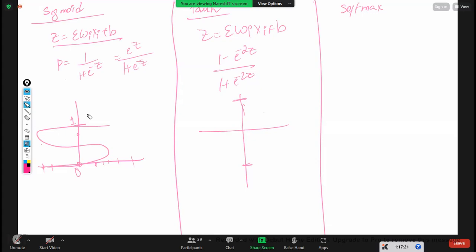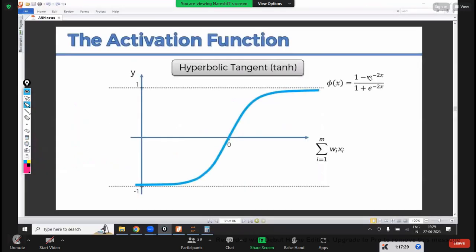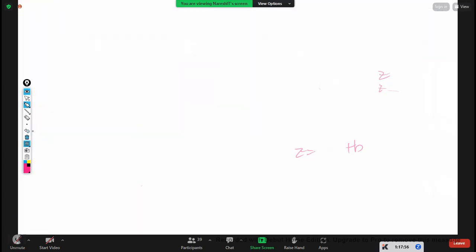If you substitute different z values, you'll get negative values also. Some of the values will be negative. So this is called the tan h function. In the tan h function, you have 1 minus e to the power of minus 2z divided by 1 plus e to the power of minus 2z, where z is this one. Is that clear, guys? And you are going to have values between minus 1 to plus 1. Okay. Now, coming to the last one, that is softmax.